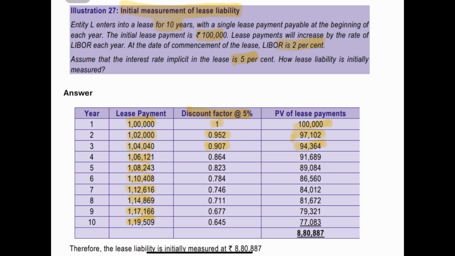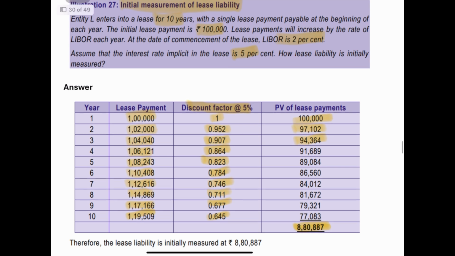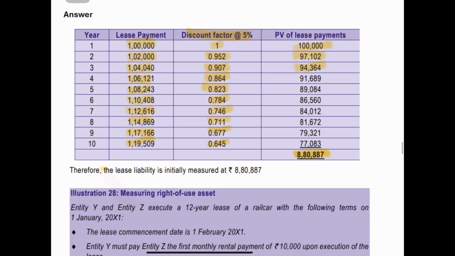So like that every year you have to calculate. This 0.864 is basically the previous factor divided by 1.05, and the next year will be 0.864 divided by 1.05, and you will get 0.823. So like that you can get the discount factors. Okay, and the total of all the present values is 8,80,887. So 8,80,887 is the present value of all the lease payments being made. Therefore the lease liability is initially measured at 8,80,887. So this is the initial measurement.